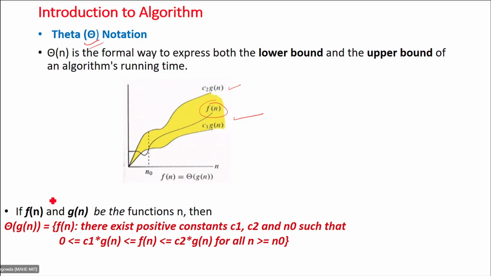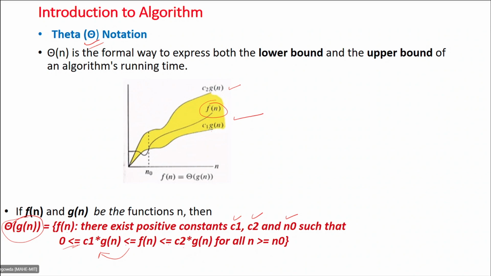Suppose f of n and g of n are functions, then big theta of g of n is equal to f of n if there exist positive constants c1 and c2 and a number n naught such that c1 dot g of n is greater than or equal to 0 and c2 dot g of n. This means that f of n grows faster than c1 dot g of n and slower than c2 dot g of n.